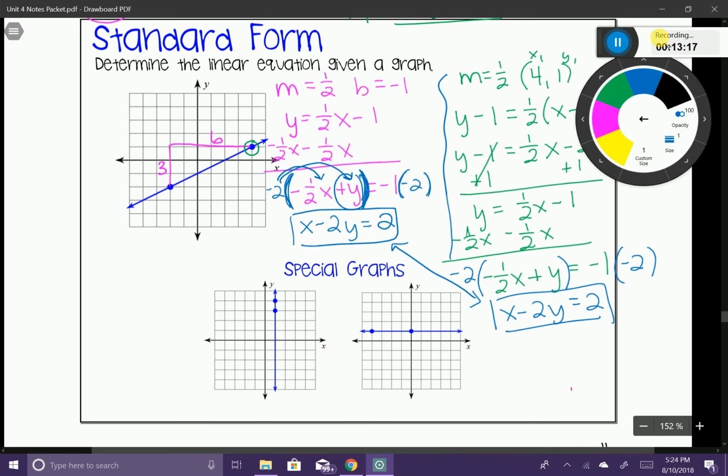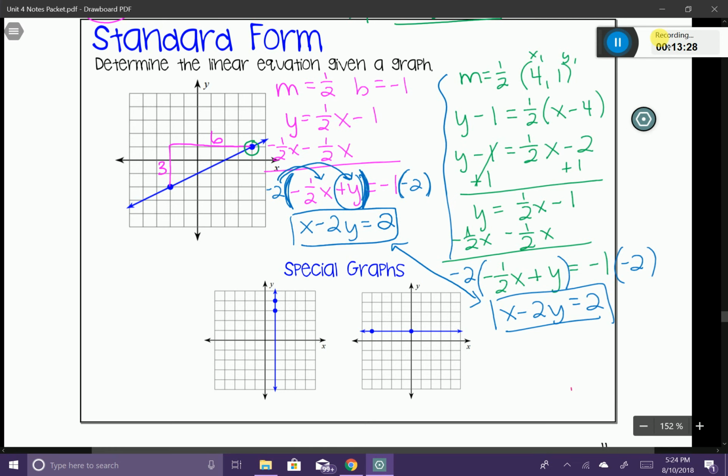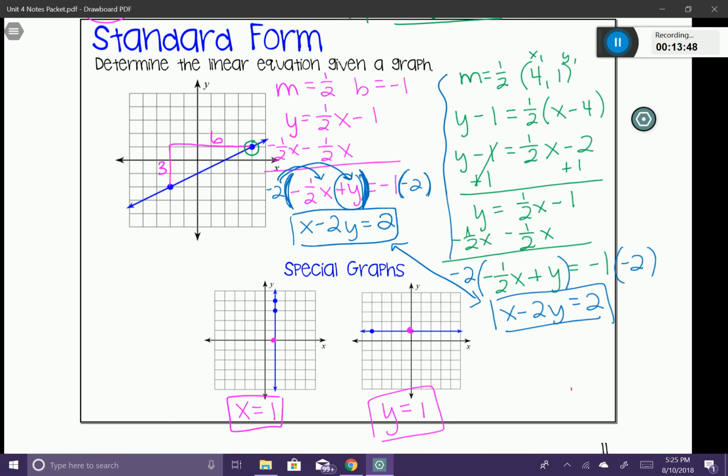Okay, let's go ahead now and let's look at our special graphs. We've been talking about these special graphs now for a while, so let's go ahead and see what they are. The first graph here is a vertical line, which, of course, in standard form is going to look just like it always does. x is equal to 1 because its x value is right on that 1. And then standard form of a horizontal line is going to be y equals 1 because our y value is crossing the y-axis at 1. Again, anytime you have those special graphs, they never change. They're always going to be x equals and y equals.